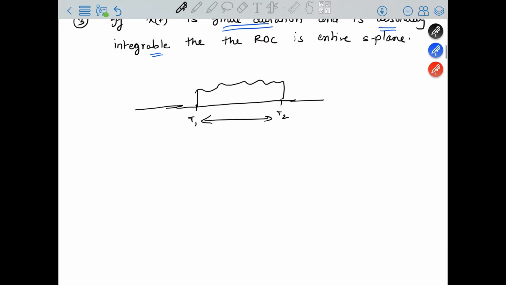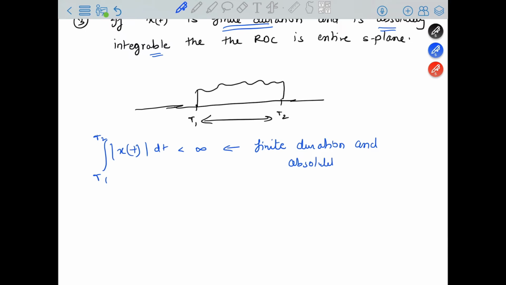And as per the definition of absolute integral, the integral of mod x(t) dt from t1 to t2, because it is a finite duration signal, should be less than infinity. So this says that the signal is finite duration and absolutely integrable. It is defined from t1 to t2, and the mod integral is less than infinity.